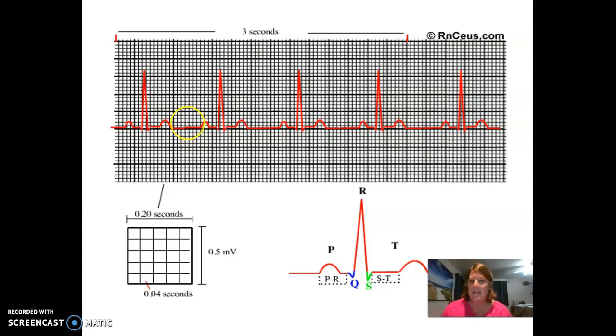So we are going to go ahead and take a break here, and then we'll do some practice strips of just measuring heart rates and intervals.